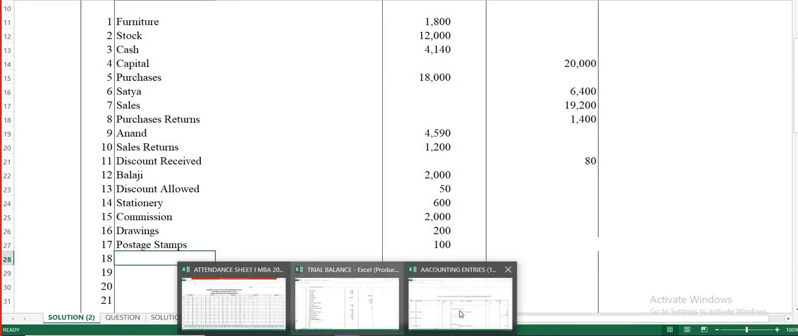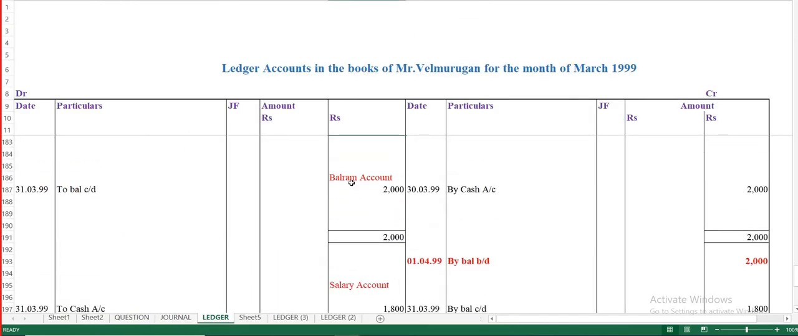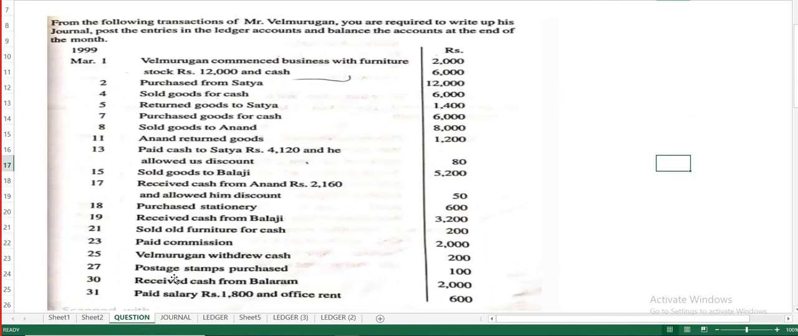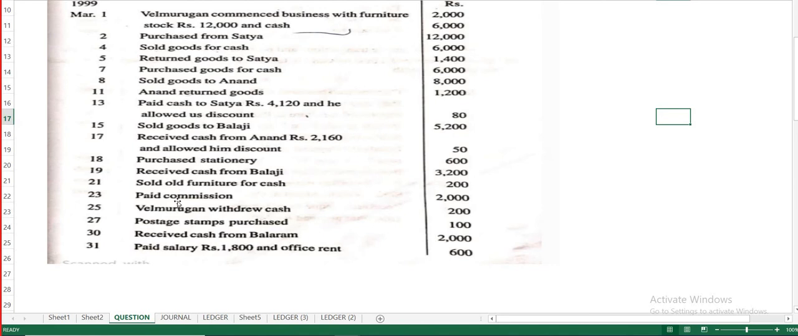Okay, and moving to the next one, Balram account. You would have received some cash from Balram. Let me just verify. Received cash from Balram, 2000 rupees. So he might be a debtor to us. Cash we have received.